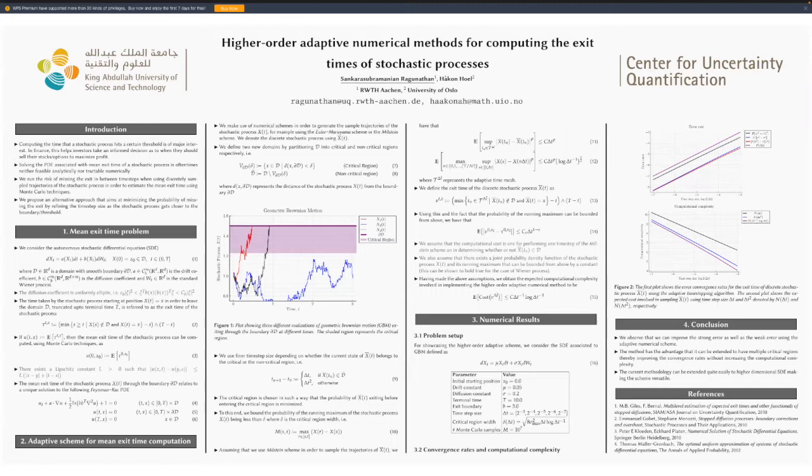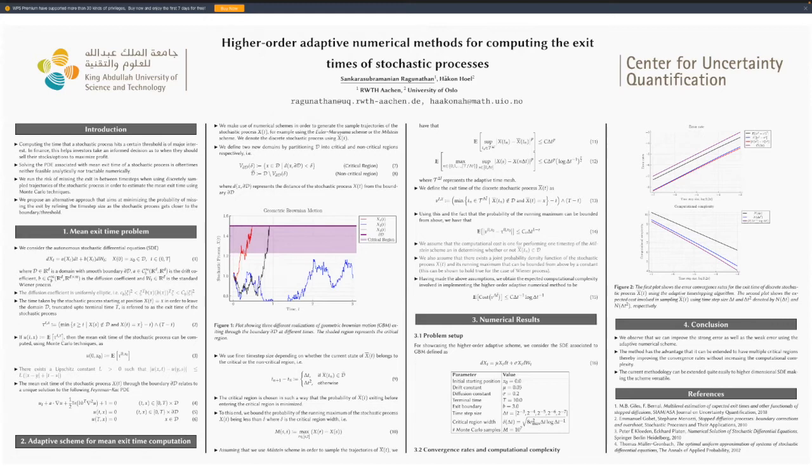So as can be seen from equation 9, if the numerical stochastic process lies inside the critical region, we use a time step size of delta t squared. Or if it lies outside of the critical region, we just use a time step size of delta t, where delta t is a fixed time step size.